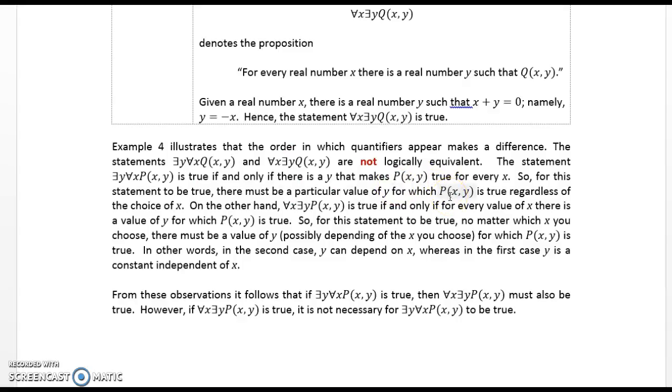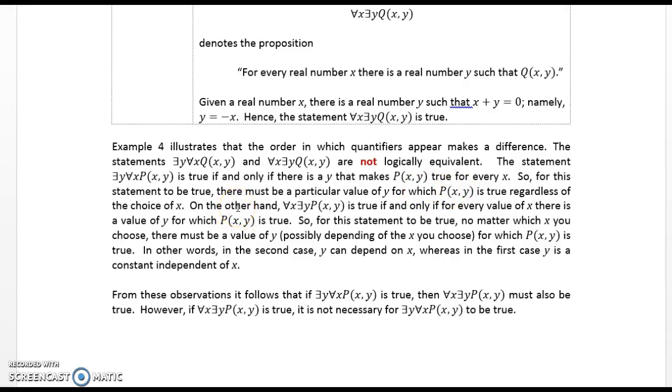The statement "there exists y for all x, P(x,y)" is true if and only if there is a y that makes P(x,y) true for every x. So for this statement to be true, there must be a particular value of y for which P(x,y) is true regardless of the choice of x.